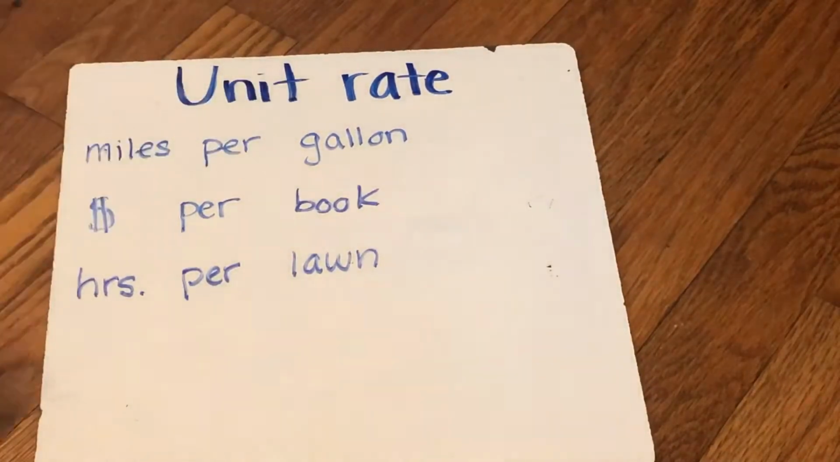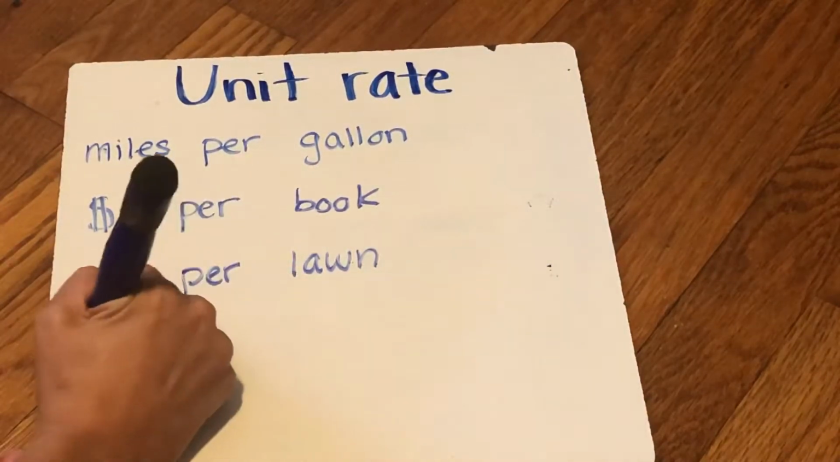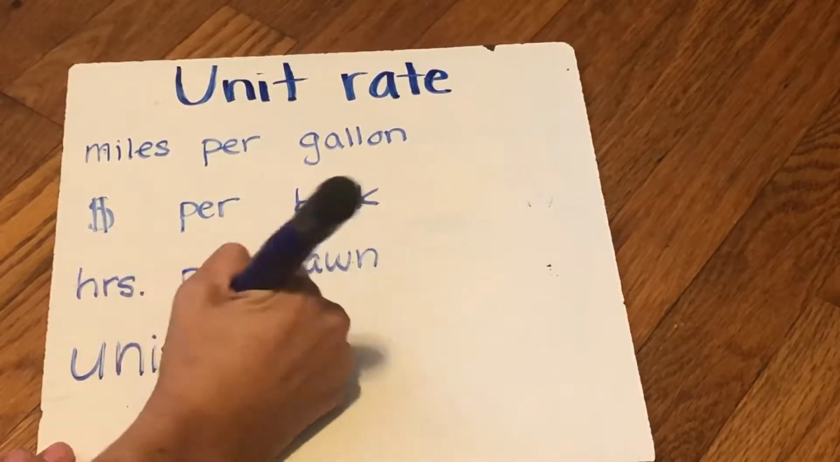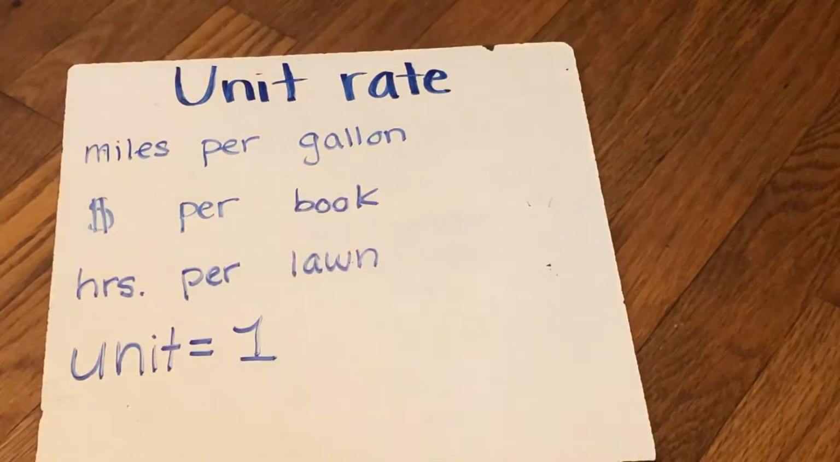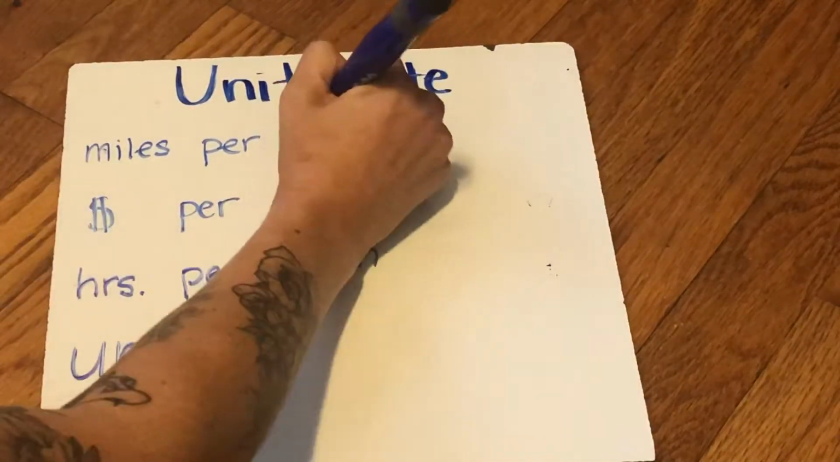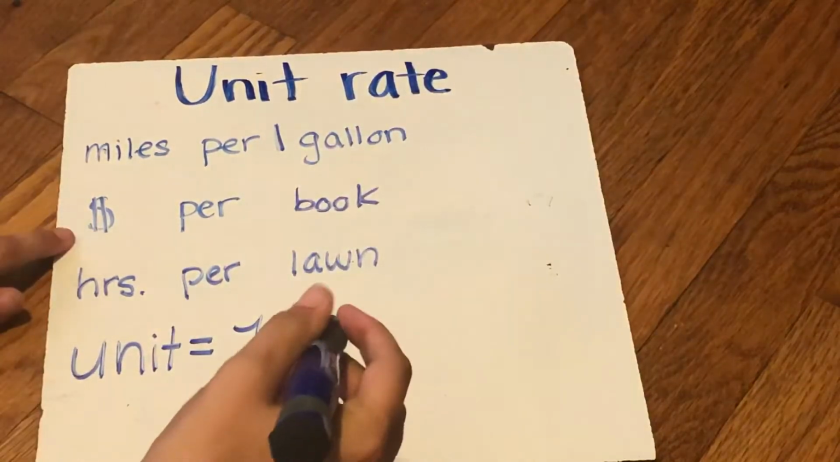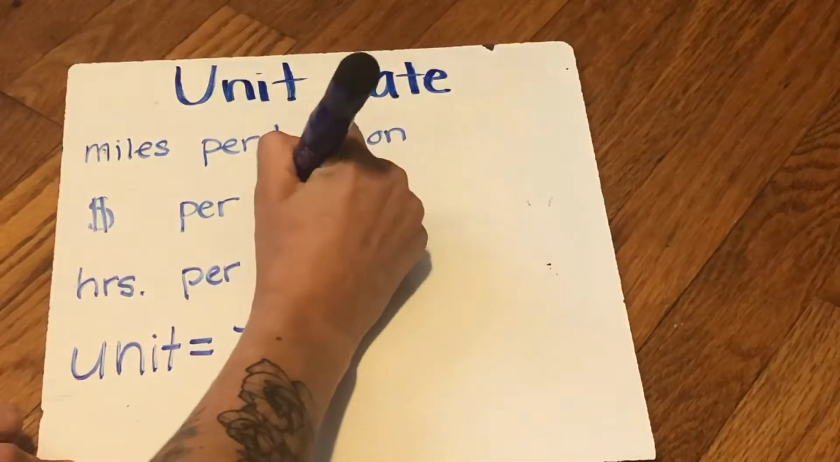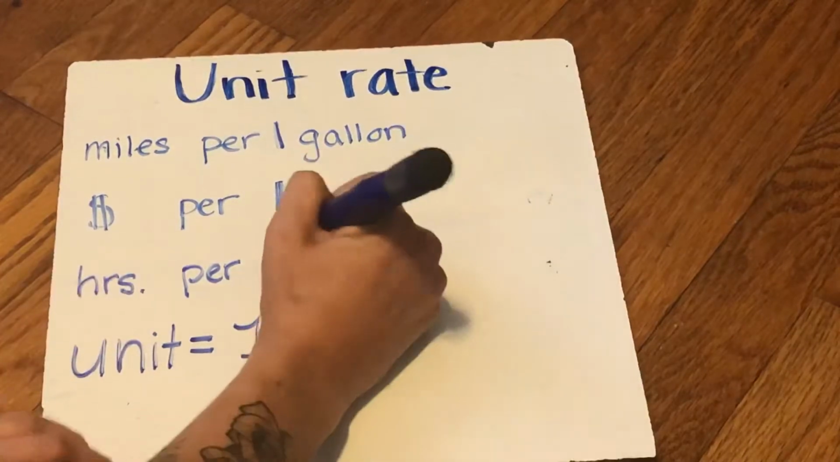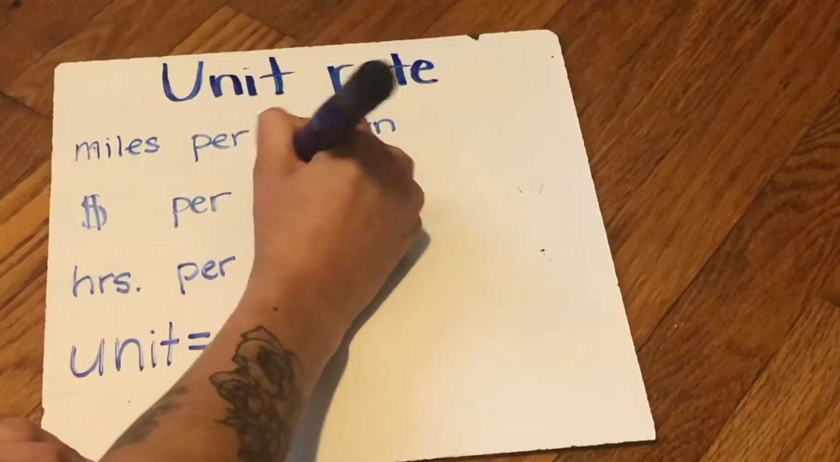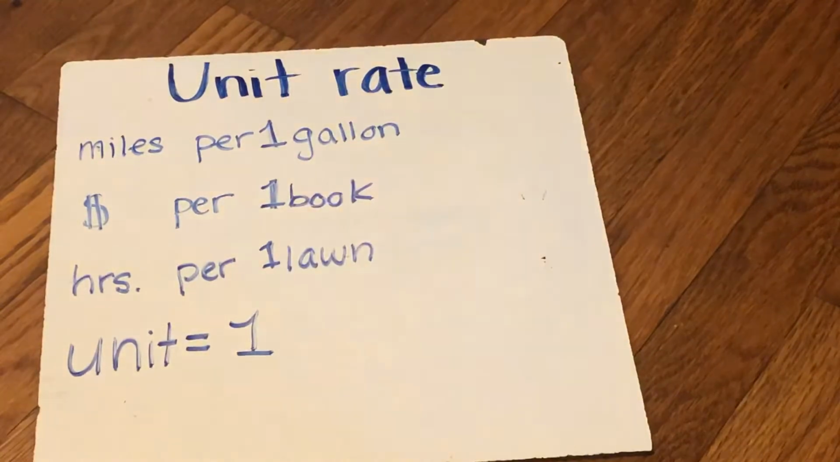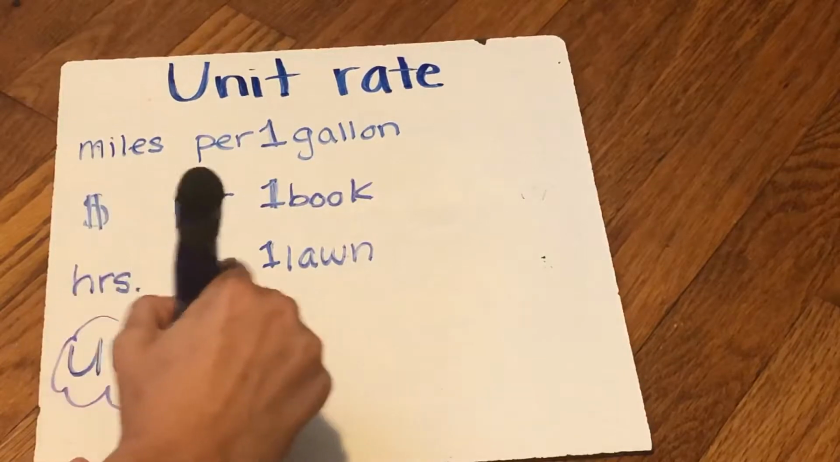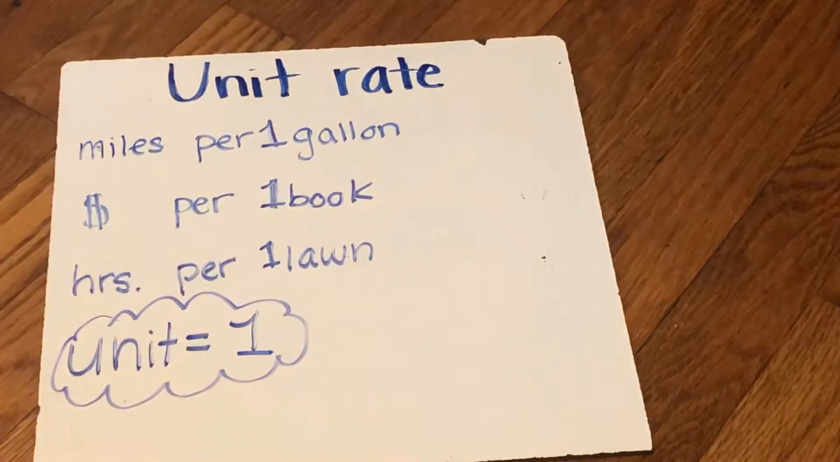A unit rate is when we are looking for one. So when you hear unit, I want you to think one. Unit is one. So how many miles per 1 gallon? How many dollars for 1 book? How many hours per 1 lawn? Unit rates are looking for those ratios based on 1. That's the key thing we need to remember. So we're going to do an example right now of a unit rate word problem, and I'm going to show you how to set it up.